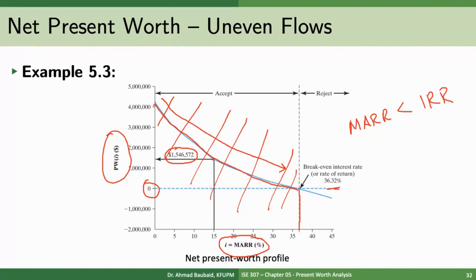Of course, if you go into this region here, then things become negative, right? And so in that case, you should reject the investment. So this is the region of the graph where I accept the investment, because in that region, my net present worth is going to be positive.